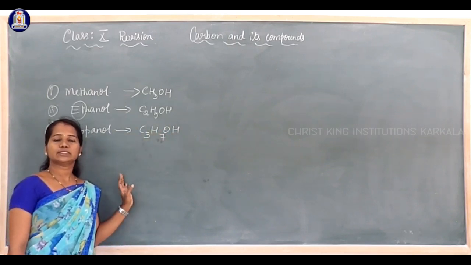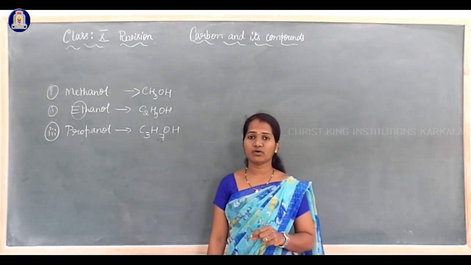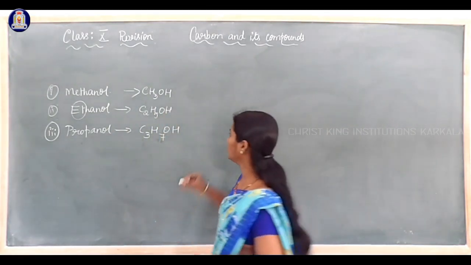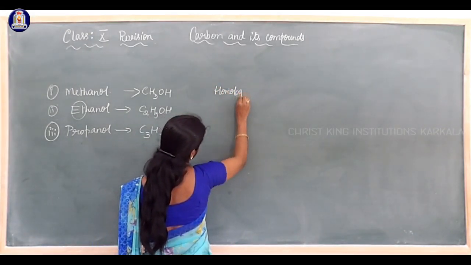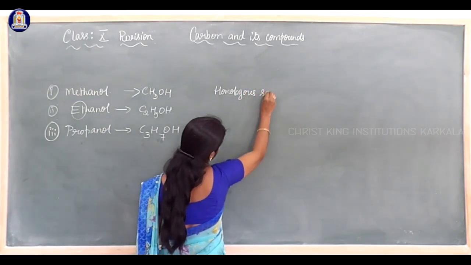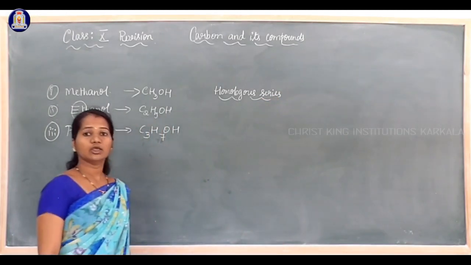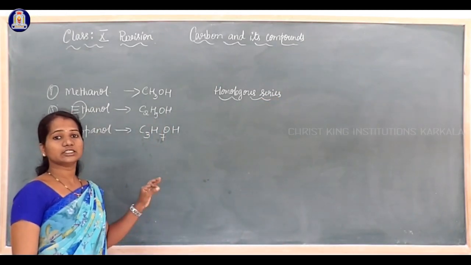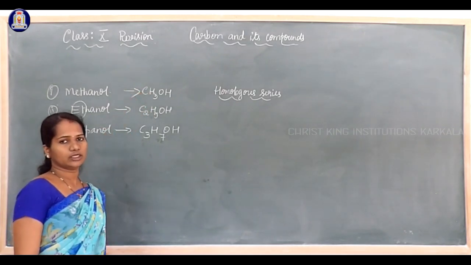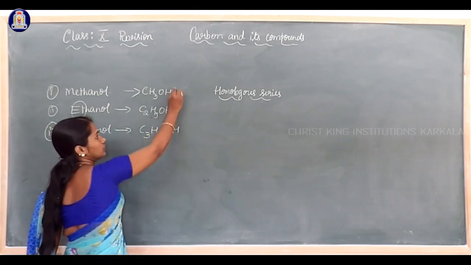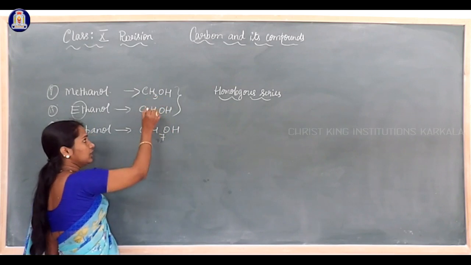C3H7OH. So, the second sub question is given. Show that these compounds form a homologous series. So, how to show that the given compounds are in a homologous series? You have to show that the difference between two successive compounds should be a CH2 unit. So, take the first two compounds, which are methanol and ethanol.